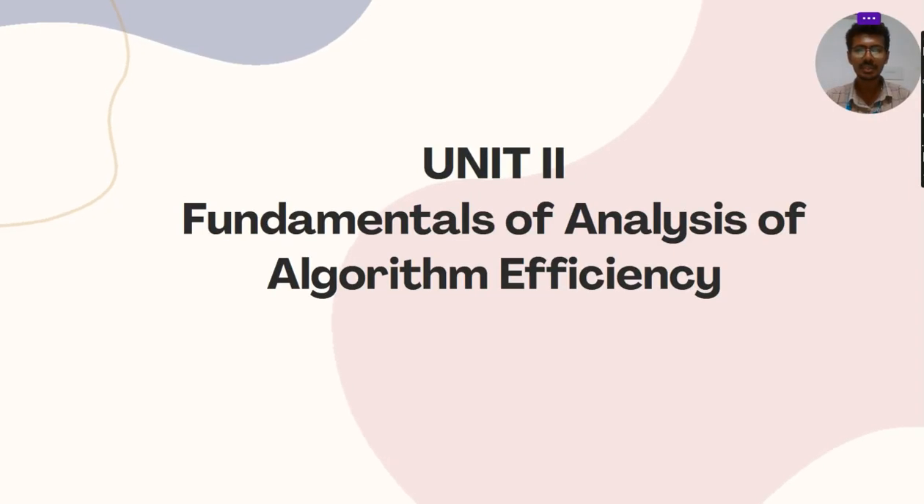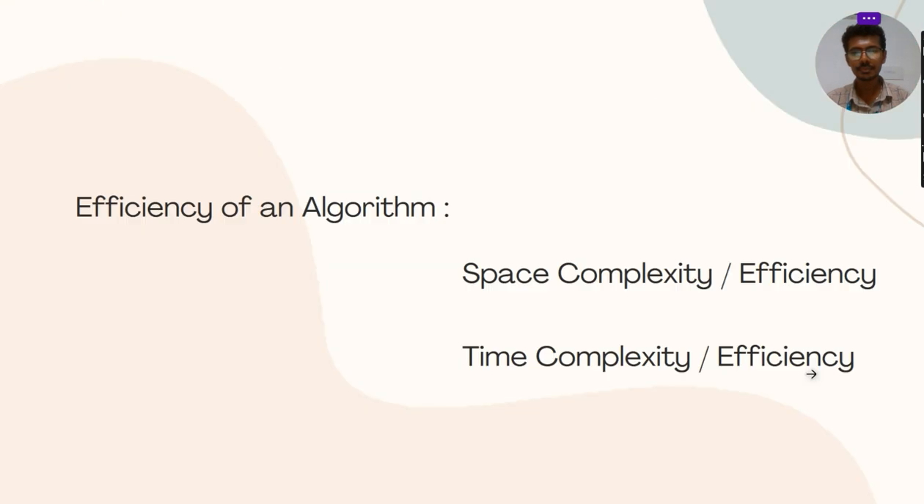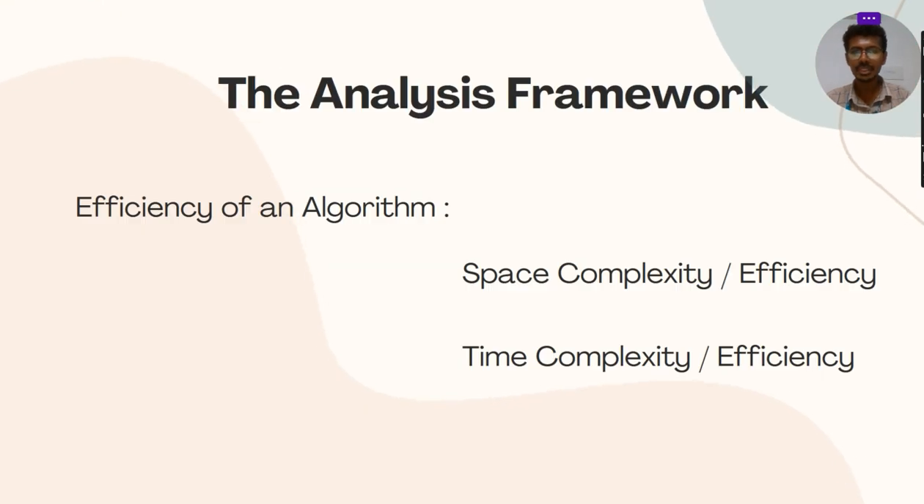Today we are going to discuss Unit 2, the fundamentals of analysis and algorithm efficiency. Initially we have to go through the analysis framework. In analysis of algorithms we have a term called efficiency. Efficiency in our algorithm is basically in two categories: one is space complexity, another one is time complexity. Based on the space and time complexity, our algorithm's analysis will work.